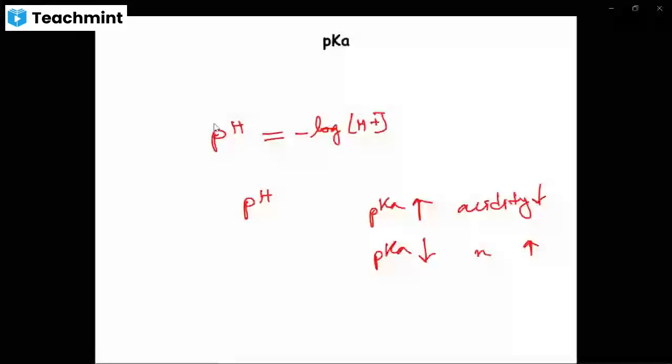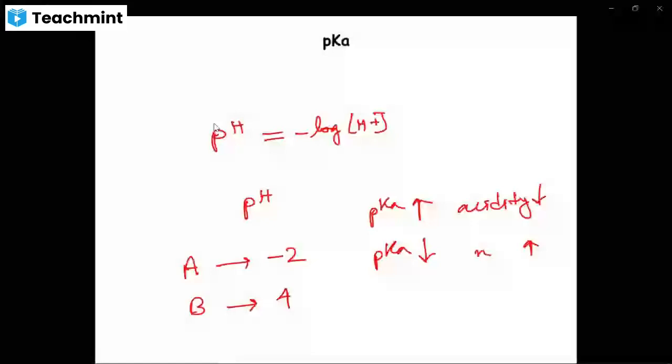So let's say you are given two pK values. For compound A the pK is -2, and for compound B the pK is 4. So which one is more acidic? Can you tell which one is more acidic? Yeah, so that's the simple thing. You have to just remember that if pK is lower, the acidity will be higher, and nothing more.